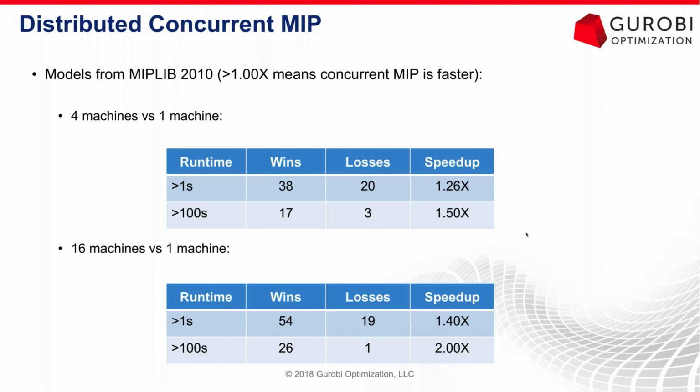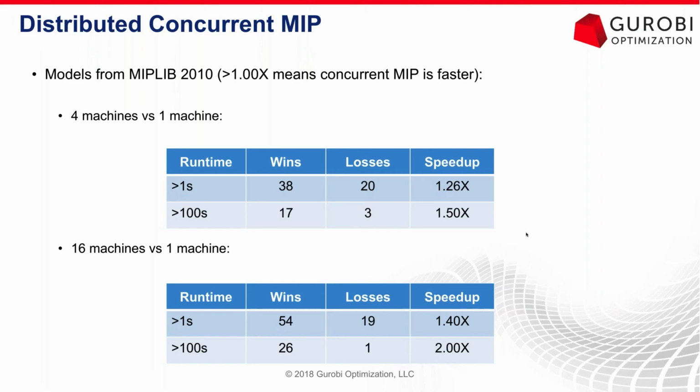If we increase the number of computers and use 16 computers versus 1, we get an even bigger speed up. For the models that are 1 second or longer, we get an average speed up of 1.4x, so a little bit of a speed up. But what's nice is the harder models get quite a bit faster. The speed up goes from 1.5 with 4 computers to 2.0 with 16 computers.